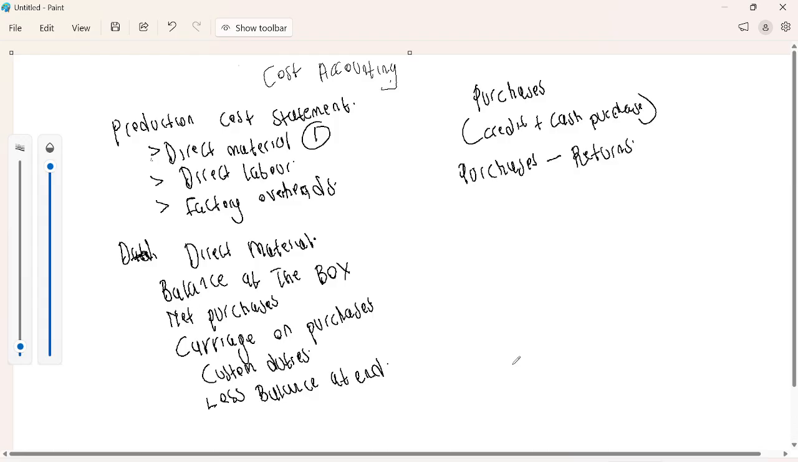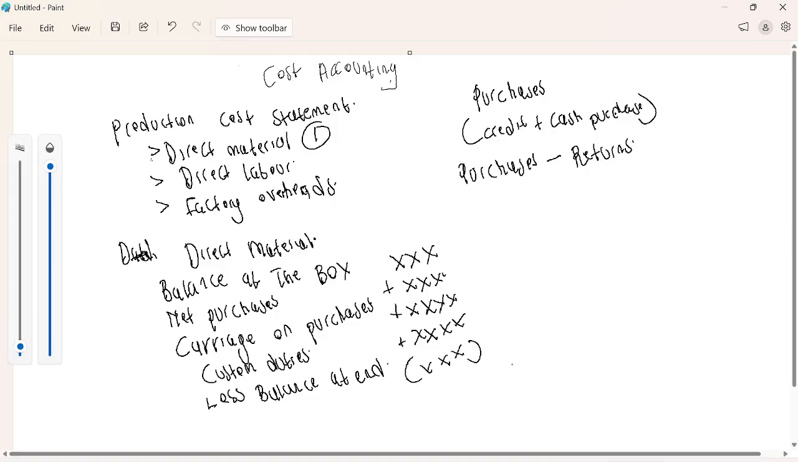Calculating direct material, you must have the balance at the beginning of the year plus net purchases. You must know how to do your net purchases, meaning it's purchases, which is credit and cash, then you subtract returns. And your carriage on purchases is the delivery that you are charged to deliver the goods to the premises. And then custom duties, those are the things that you are charged maybe for buying something in another country. You also add them.